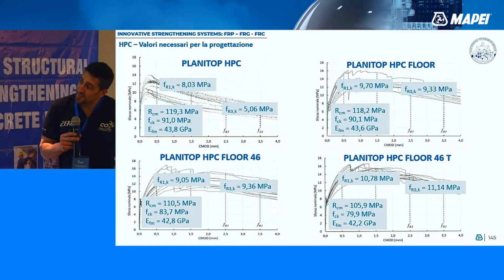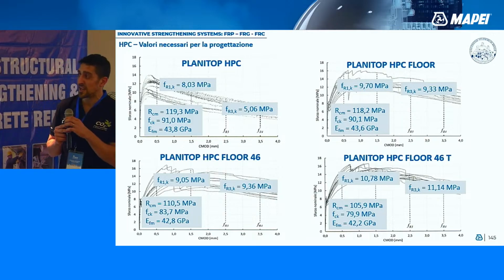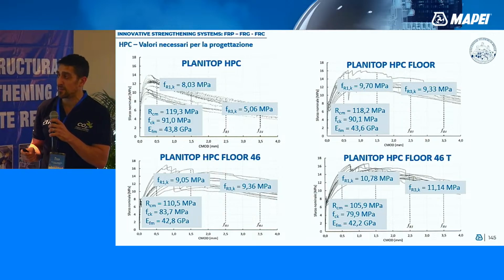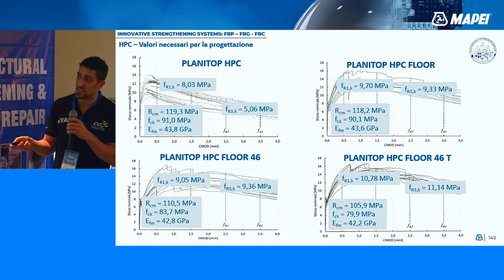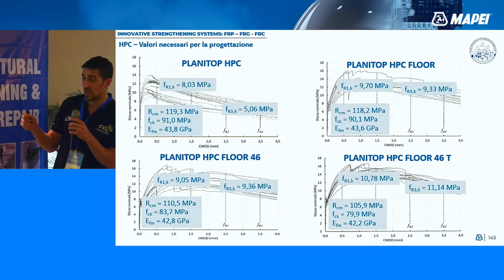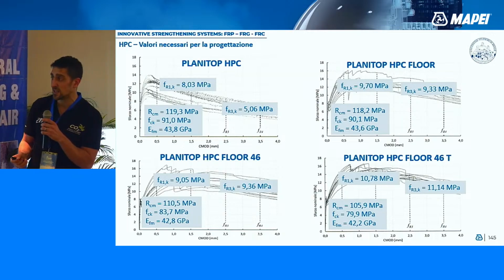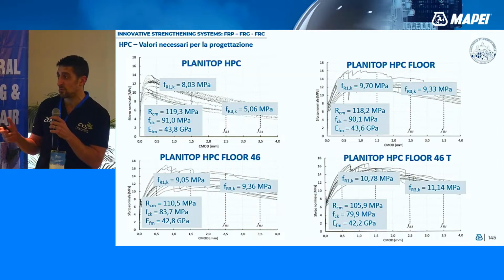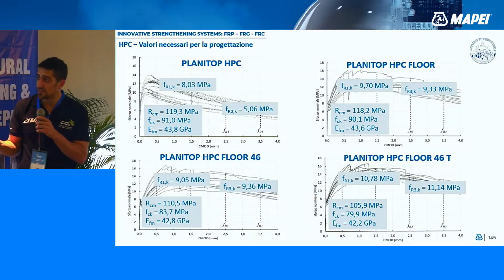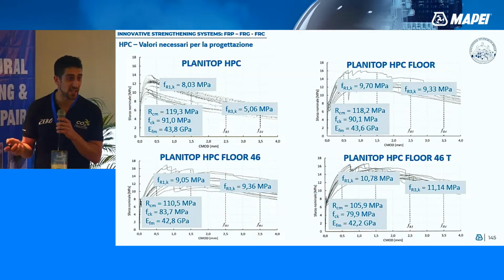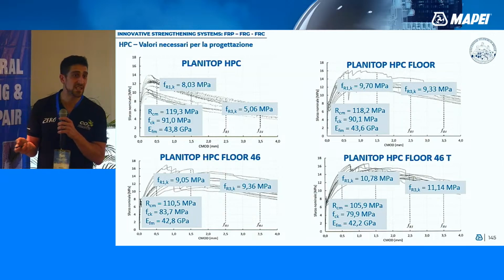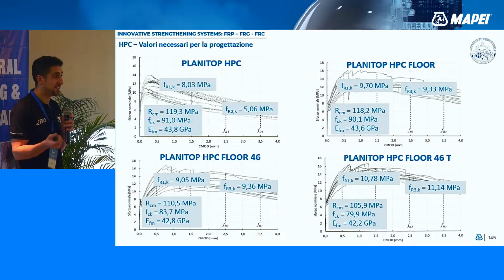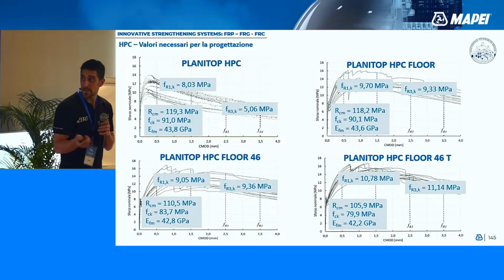And these values that are reported in the graphs are the mechanical properties of the most common product of this line. LCM is the cubic resistance, more or less the mean average cubic resistance, between around 120 megapascal. FCK is the cylindrical compressive strength. The E is the Young modulus, so the elasticity. You can see that the stiffness is really higher than a traditional concrete.